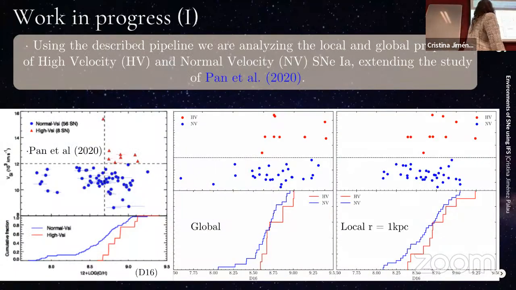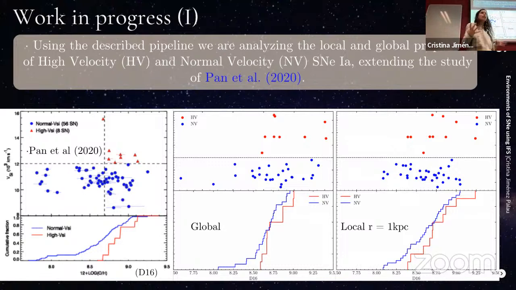So this is one of the main projects that I'm working on right now. Basically, as I said in the introduction, it's important to understand that the spectroscopic properties can be important in order to improve the standardization. Here we can see a plot of Pan et al. 2020. What they do is study different properties of these host galaxies in terms of the velocities, the normal and high velocities.